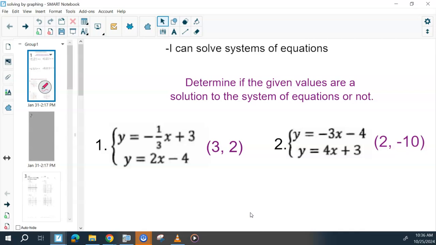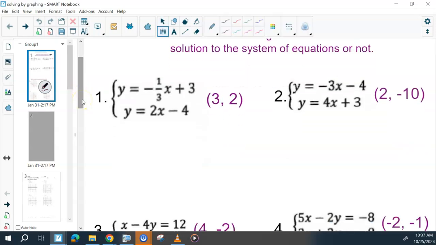Think about when we got solutions for just regular equations. What do we do to test that? Remember that? So one thing I could do, if I got a solution at the end, is put it back in. See, does it work? So we're going to do the same thing. So with this, I'm going to put the 3 in for all the x's and the 2 in for all the y's. So let's do that.